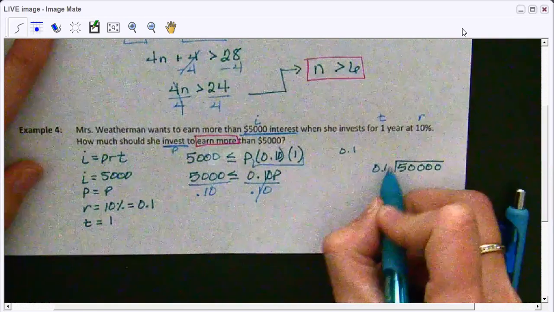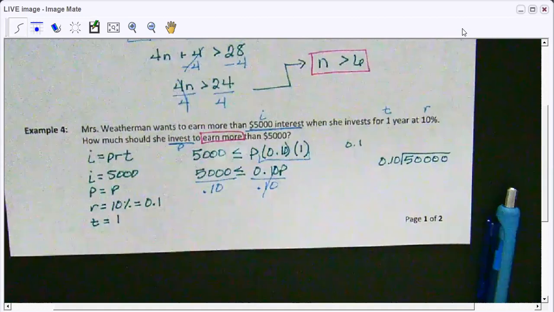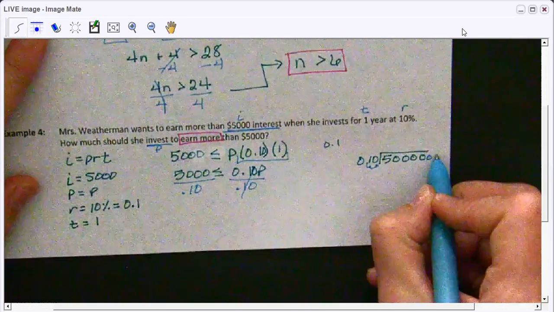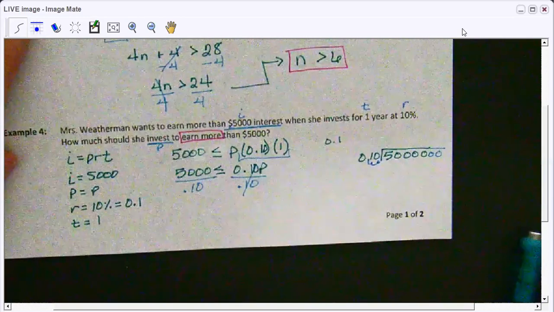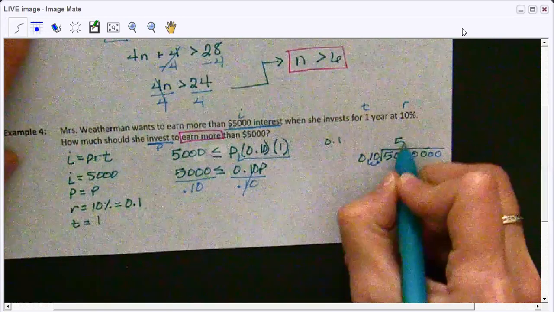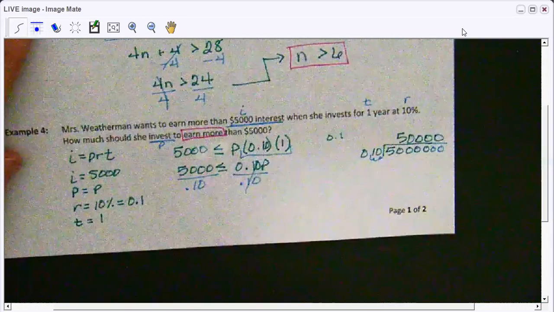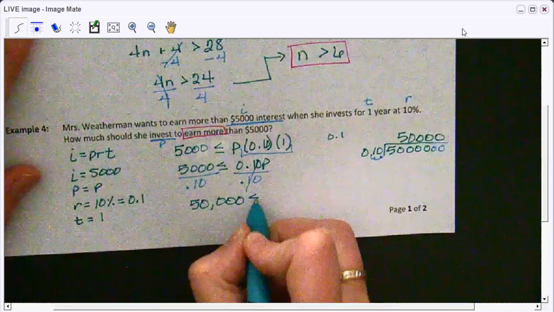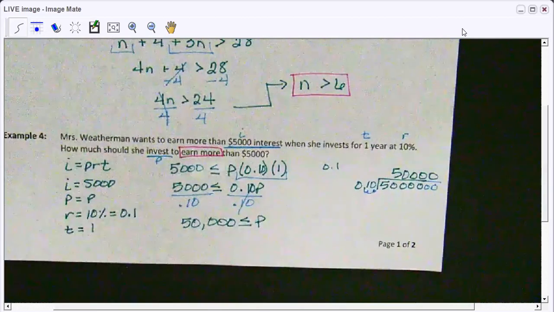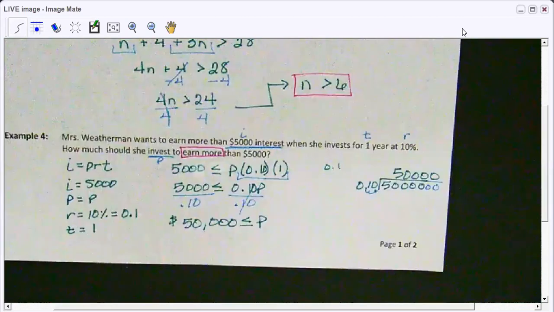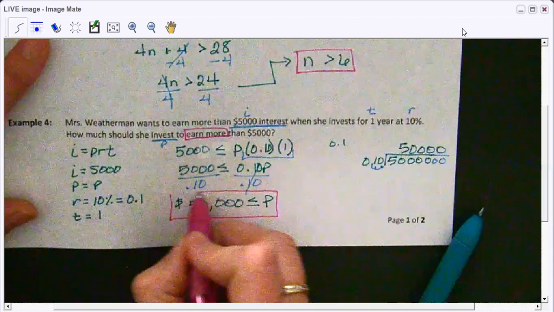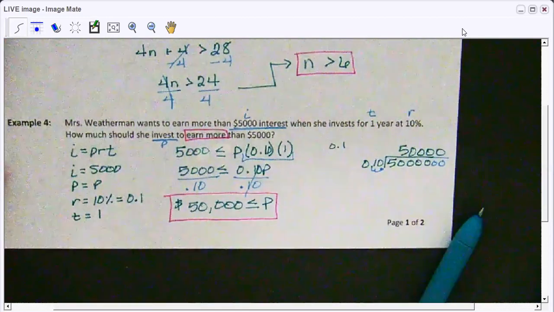Remember that when you divide with decimals, you have to move your decimal over twice here. So you move it over twice here or just add zeros. So 10 goes into 55 times and then all these zeros. So she has to invest more than $50,000. So that P needs to be greater than the $50,000 in order for her to earn more than $5,000 in interest in 1 year. I don't know about you, but I don't have $50,000 to invest.